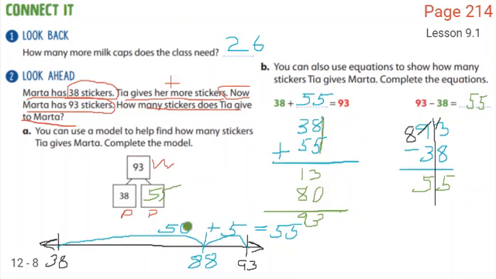38 plus 55 is equal to 93. 93 minus 38 is equal to 55. See how we did that? We were able to validate this model here, this number bond. We were able to validate all of this. We validated this and this using standard algorithms over here. You need to get used to looking at that and working out the algorithms.